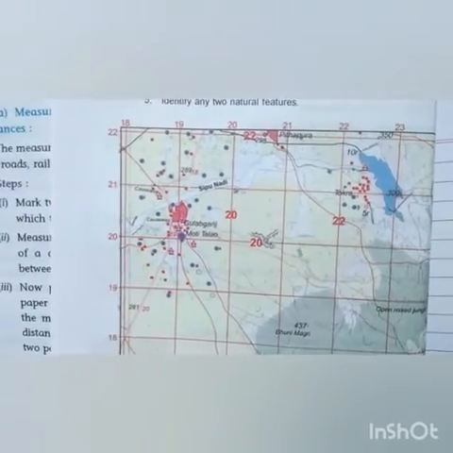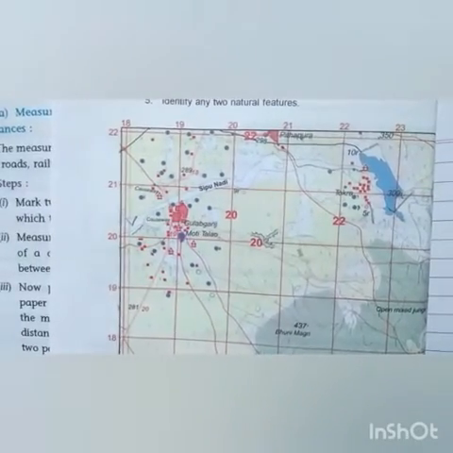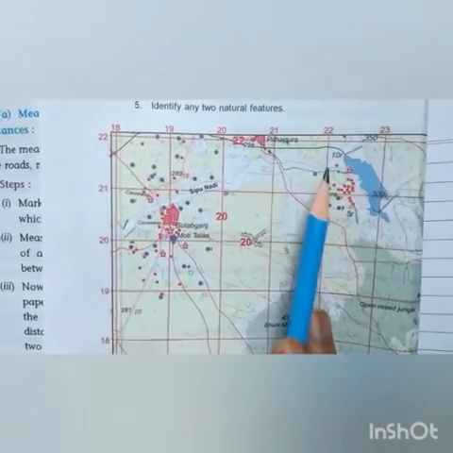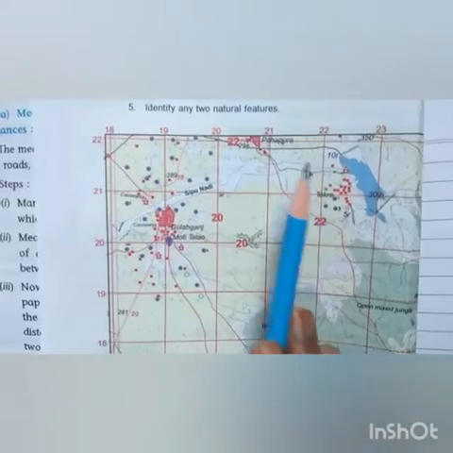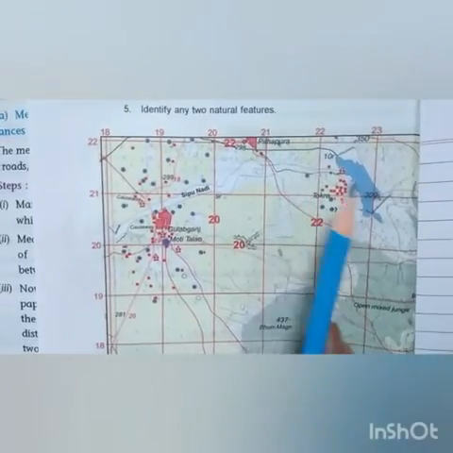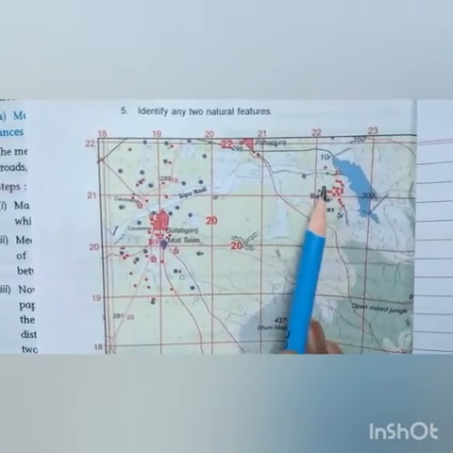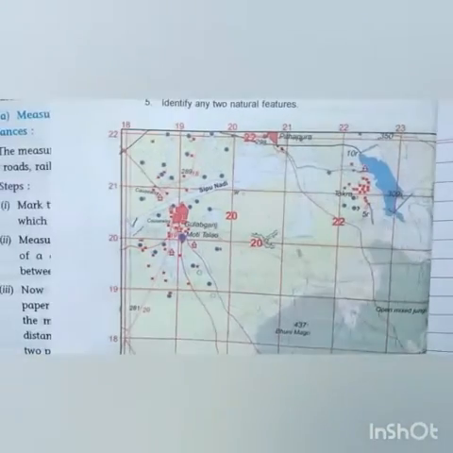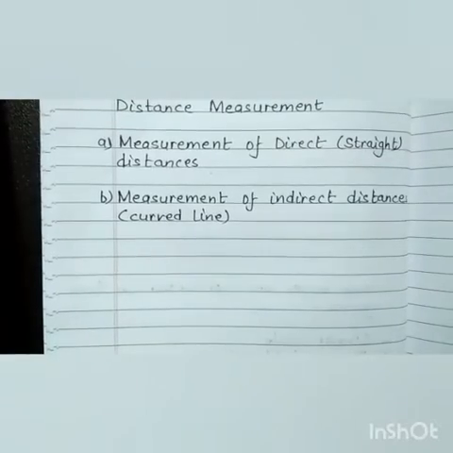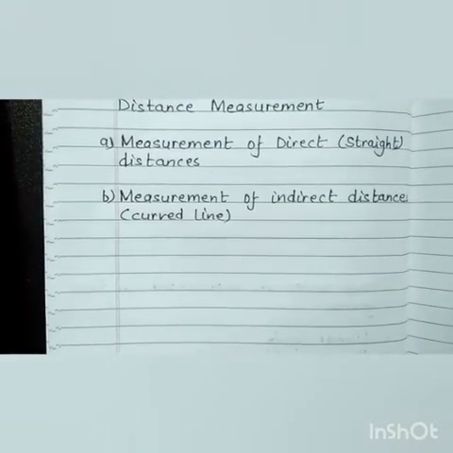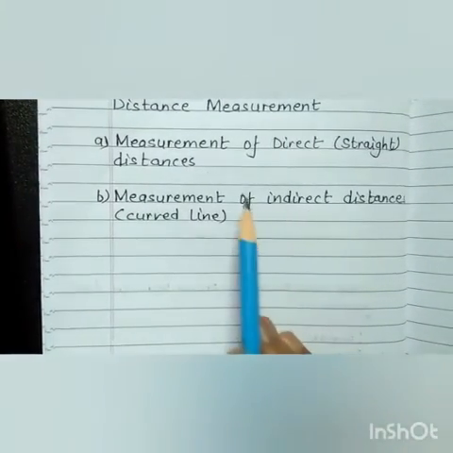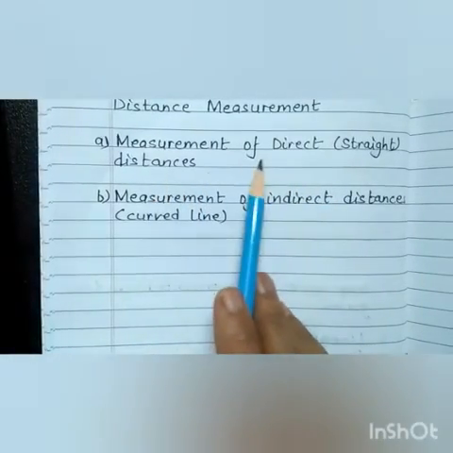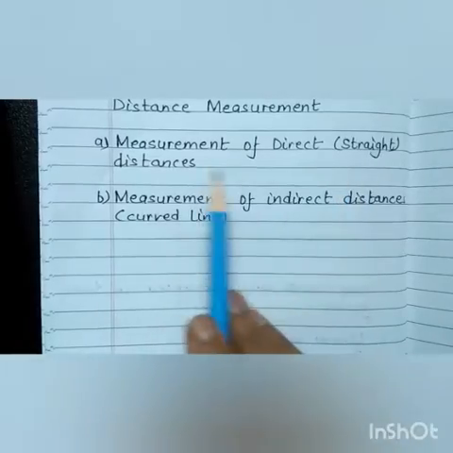Next topic is distance measurement, the distance between two places. The distance between two places on the map is related with the distance between the same places on the ground, the actual distance. These are called the map distance and the ground distance. There are two methods which are used to measure distances. First one is measurement of direct or straight distances.